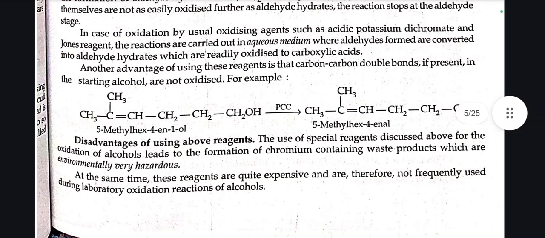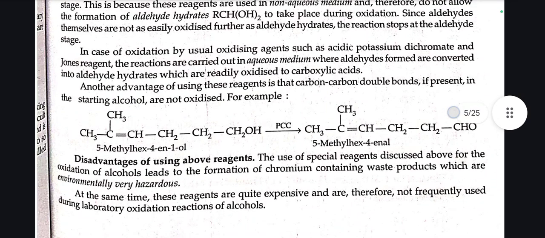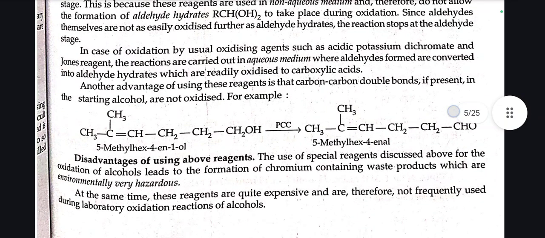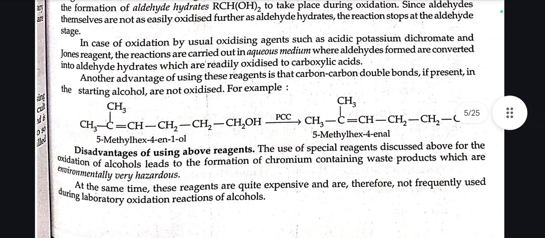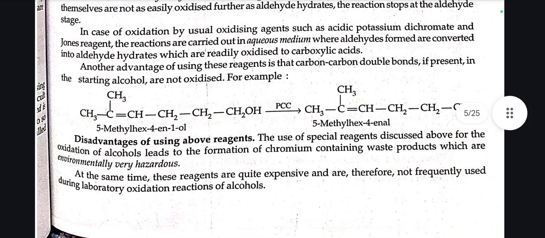In case of oxidation by usual oxidizing agents such as acidic potassium dichromate and Jones reagent, the reactions are carried out in aqueous medium where aldehydes formed are converted into aldehyde hydrates which are readily oxidized to carboxylic acid. Another advantage of using the reagent is that carbon-carbon double bonds, if present in the starting alcohol, are not oxidized. For example, 3-methylhex-4-en-1-ol in presence of PCC gives 3-methylhex-4-enal.